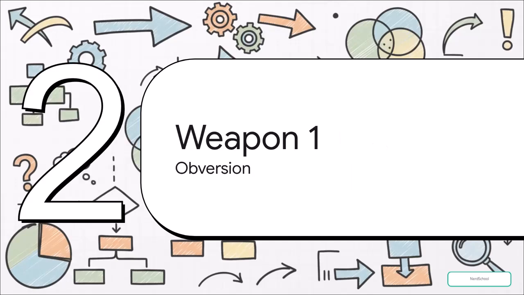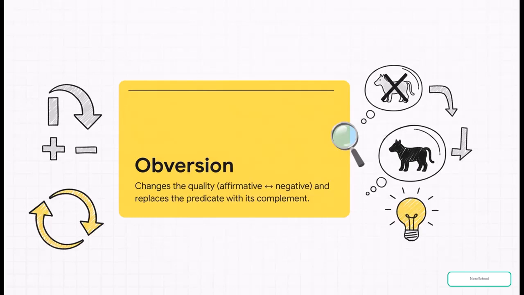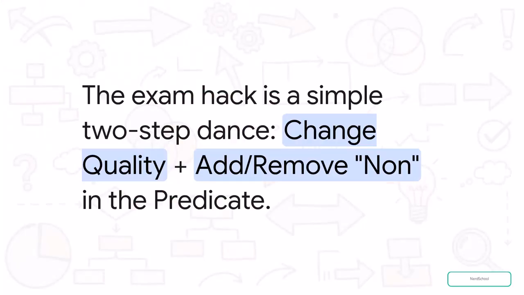So our very first weapon is called Obversion. Now, this is your secret tool for any time you see that awkward little word non in the second part of a sentence, because it's all about making those weird sounding statements simple and clear. So how does it work? It's a simple 2-step move. First, you flip the quality of the statement. So if it's positive, you make it negative, and if it's negative, you make it positive. And second, you swap the predicate with its opposite. So mammal becomes non-mammal, or more usefully, non-mammal goes back to just mammal.